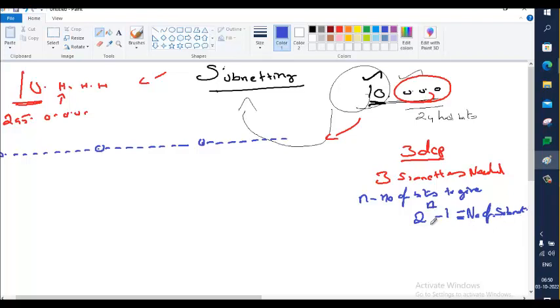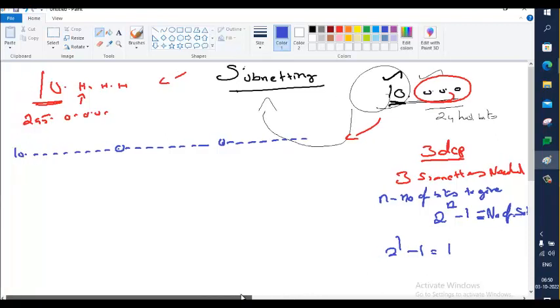If I put 2 to the power of 1 minus 1, I'll get 1. That means I don't really do subnetting. So if I give only 1 bit, the number of subnets I get is only 1. Not enough. How many do I need? 3. If I'm giving just 1 bit, it is not enough.